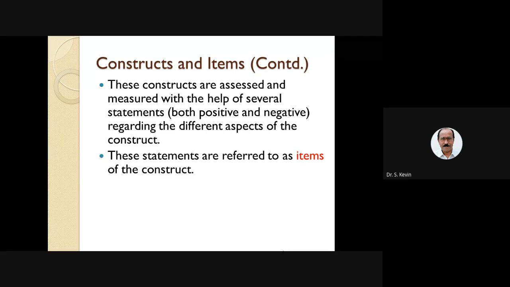And these statements are referred to as items of the construct. That is, the elements are now called items. So the dimension is called a construct. The elements are called items. So that is why we say constructs and items, instead of dimensions and elements. Now we will see some examples. Then you can get a better idea about how to collect data regarding the hidden variables.